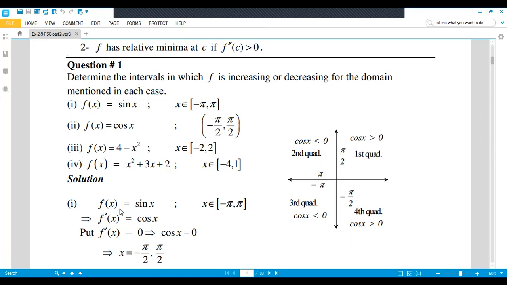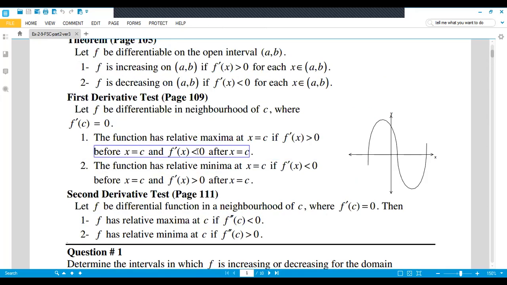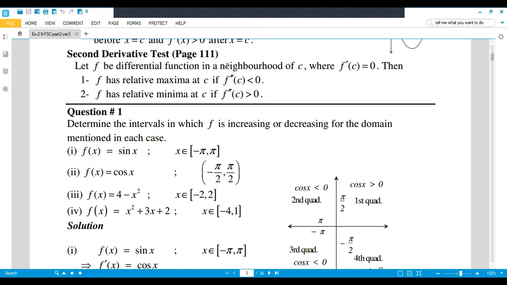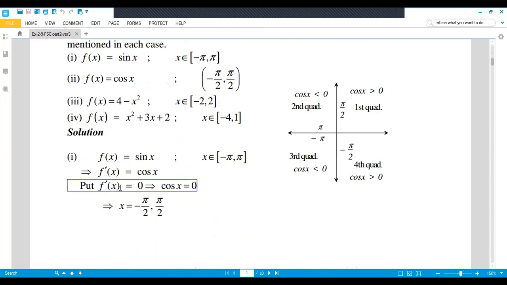So what is the given function? f of x. First we differentiate this function. When we differentiate, f prime of x, the derivative of sine x with respect to x, is cos x. Now what will we do to find the increasing and decreasing function? Look, you have to check whether the derivative of the given function is greater than 0 or not.